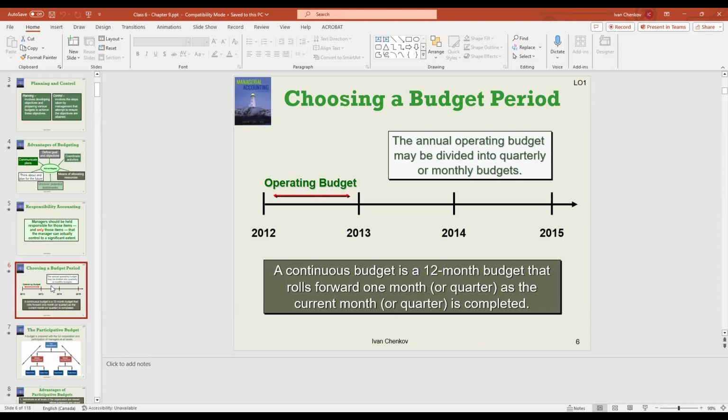That means that when January passes, you're going to add January at the end of the budget. So again, you're going to have 12 months, starting now from February and ending with January. When February is over, you're going to start from March and add February at the end. And that's how you're going to have this continuous rolling budget of 12 months.